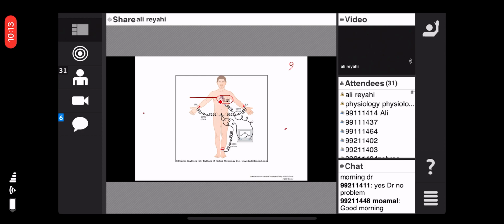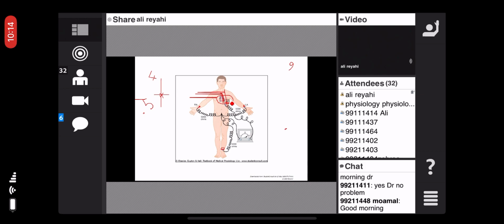You must know the precise location of these leads. Lead 1 is located at the right side of the sternum at the fourth intercostal space. Precordial lead 2 is located on the left side of the sternal bone at the fourth intercostal space. Lead 4 is located at the crossing point of the mid-clavicular line with the fifth intercostal space. This is the location of lead 4.